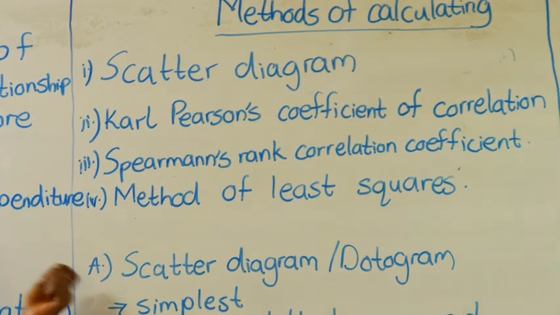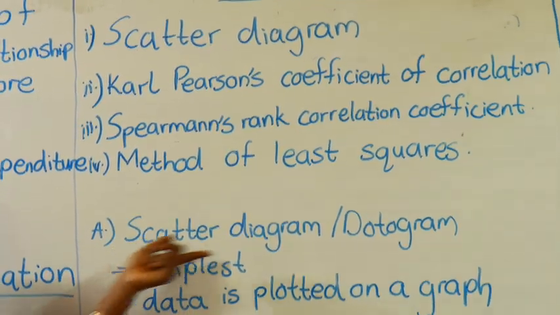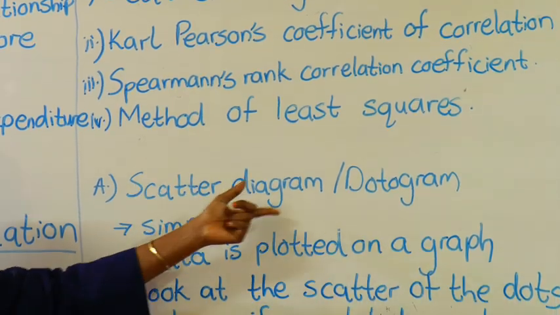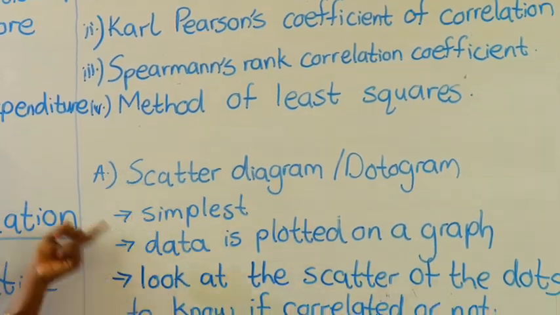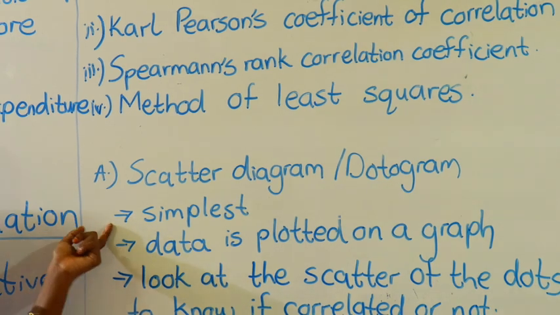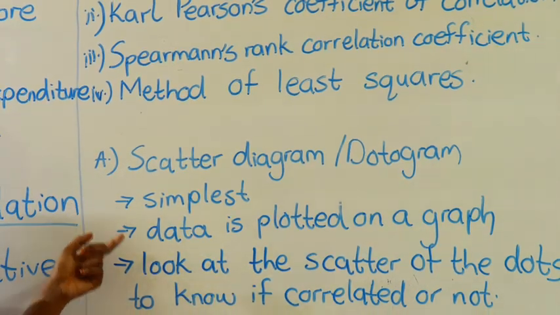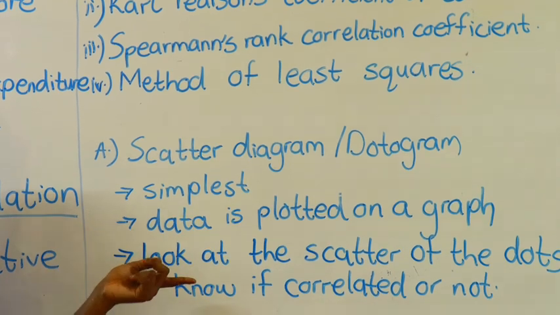So now we are going to start with the scatter diagram. It is also known as a dottogram. So if you come across dottogram, just know it's the same thing as scatter diagram. Here the scatter diagram is the simplest. Among all these four methods, this one is the simplest. And then the data is plotted on a graph.